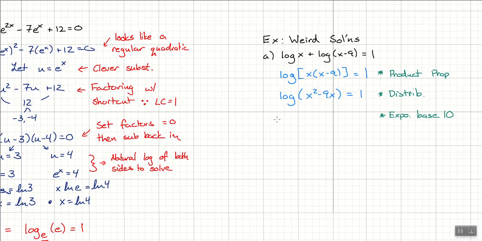Now, I will not in this video do the ugly way, the shorthand that I talked about a second ago, but I'll write it out instead. So here we go, 10 to the power of log of x squared minus 9x is exactly equal then to 10 to the power of 1. I've exponentiated both sides of this equation to undo this log, which means one further step, we get x squared minus 9x equals 10.